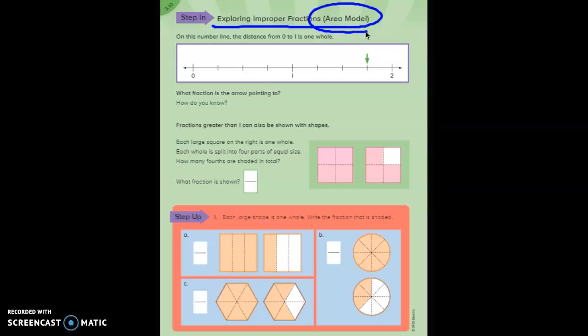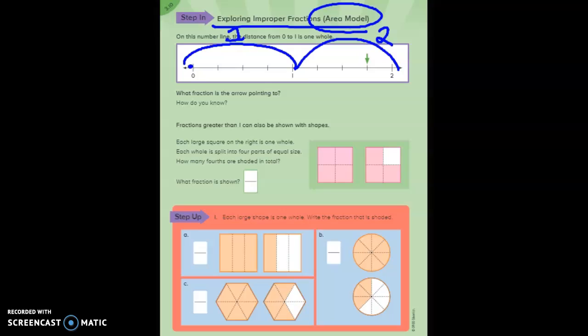In this number line, the distance from 0 to 1 is 1 whole, meaning that if I was to place a starting point here and do an entire jump all the way to 1, that would be the equivalence of 1 whole. In this particular case, we can see that there's actually 2 jumps that represent 2 whole. So now, what fraction is the arrow pointing to? And how do you know?